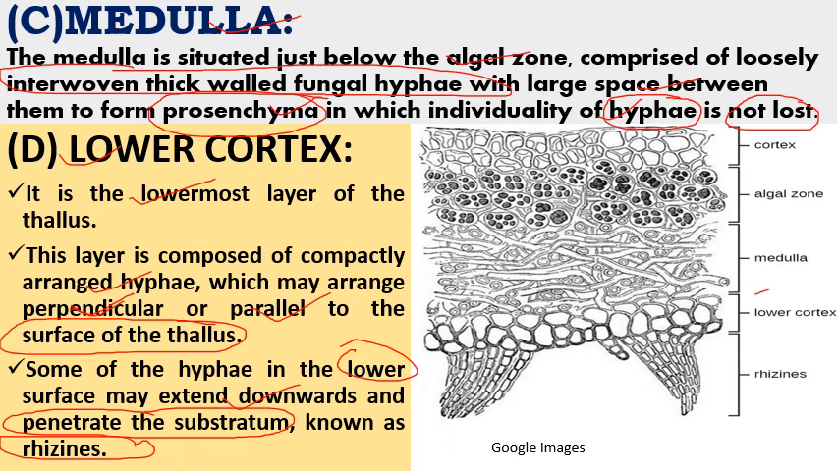So this is the lower cortex. The fungal hyphae in the lower cortex are compactly arranged, and this arrangement may be perpendicular or parallel to the surface of thallus. Some hyphae from the lower surface penetrate into the substratum and work like roots, and the term we use for them is rhizines. So this is all about the heteromerous type of thallus in case of lichens.